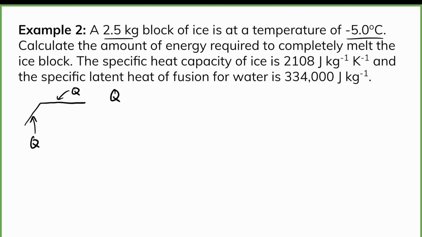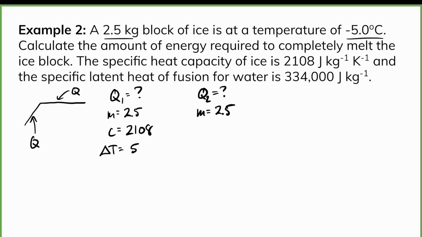So for the first stage, Q1, we don't know how much energy that's going to take. The mass is 2.5 kilos. And the c in this case, the specific heat capacity for ice, is 2108. And the change in temperature is going to be final minus initial. So it's 0 minus -5, so it's going to be 5 degrees Celsius. In the second part, Q2, when we're doing the phase change, we don't know how much energy that's going to take, but we know the mass is still 2.5 kilograms, and the specific latent heat of fusion is going to be 334,000. So the total energy to do all of this is going to be Q1 plus Q2.